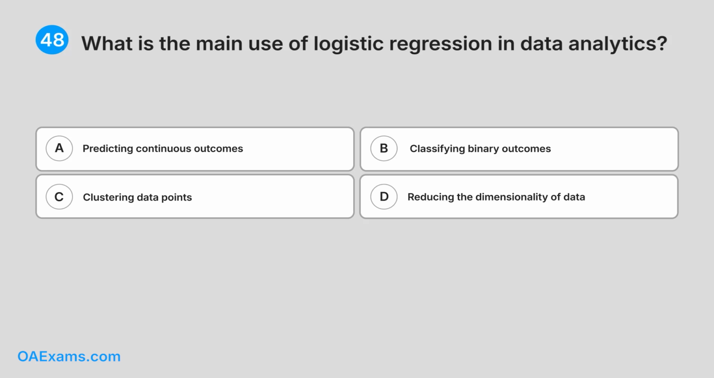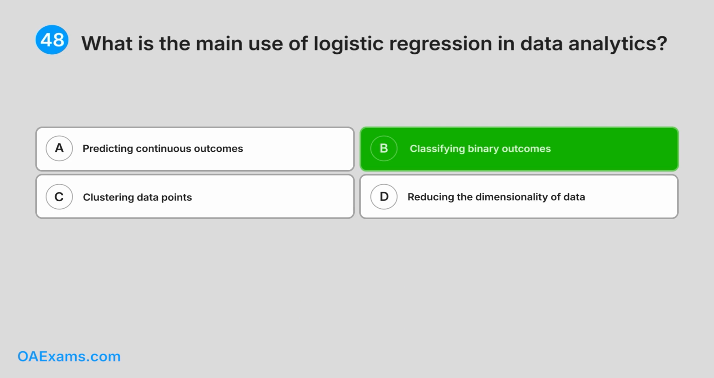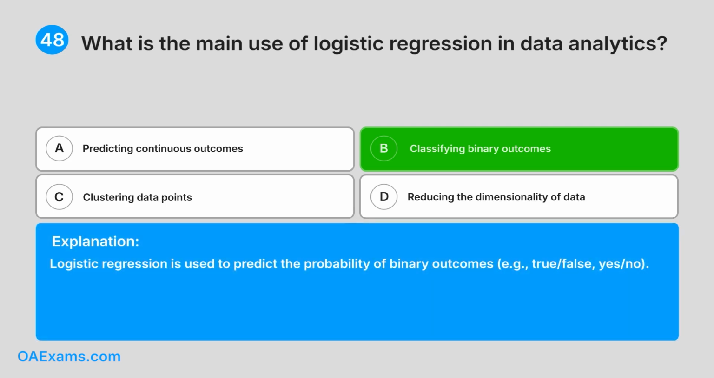48. What is the main use of logistic regression in data analytics? A. Predicting continuous outcomes. B. Classifying binary outcomes. C. Clustering data points. D. Reducing the dimensionality of data. What do you think is the answer? Correct answer, B. Classifying binary outcomes. Explanation. Logistic regression is used to predict the probability of binary outcomes. For example, true/false, yes/no.